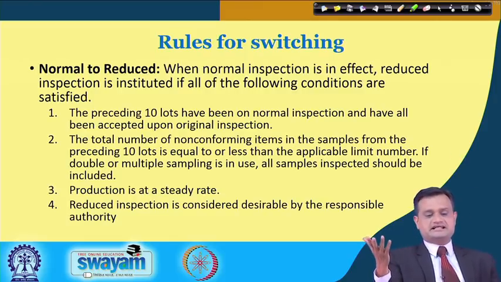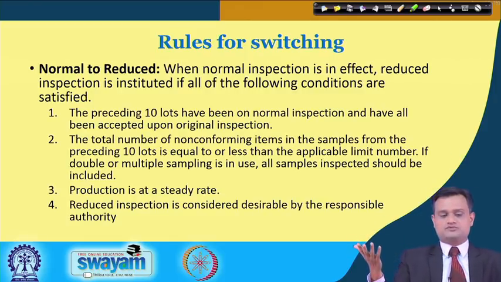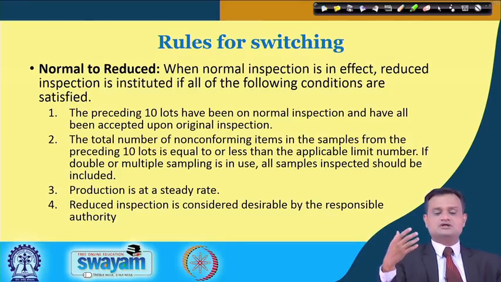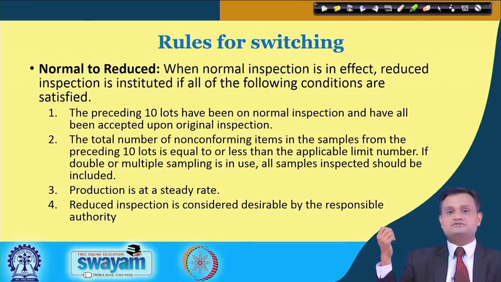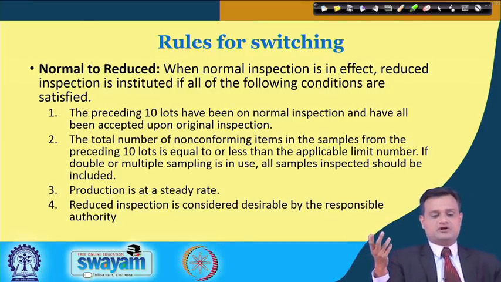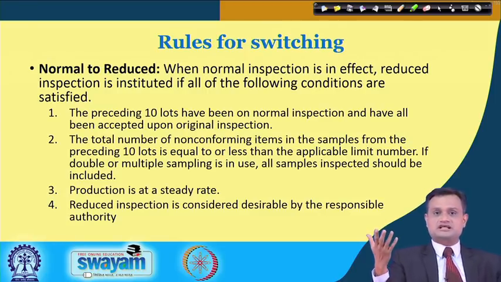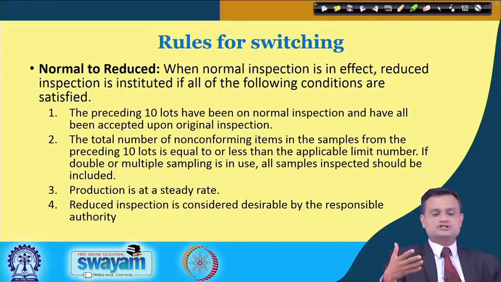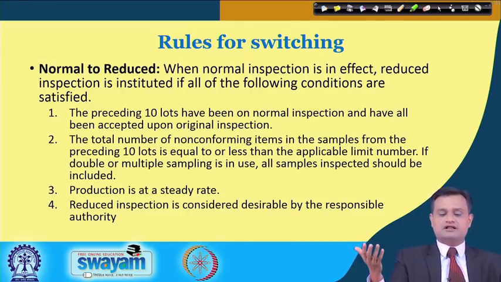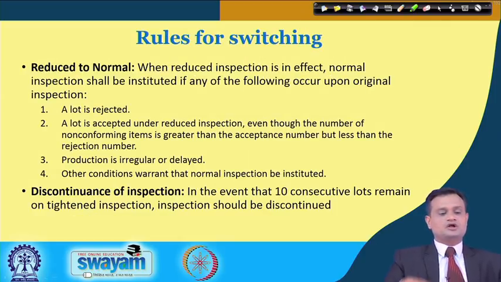Say the preceding 10 lots under normal inspection have been accepted, and the total number of non-conforming items in the samples from the preceding 10 lots is equal to or less than the applicable limit number, production is at a steady rate, reduced inspection is considerable, and the responsible authority can decide. So this is normal to reduced.